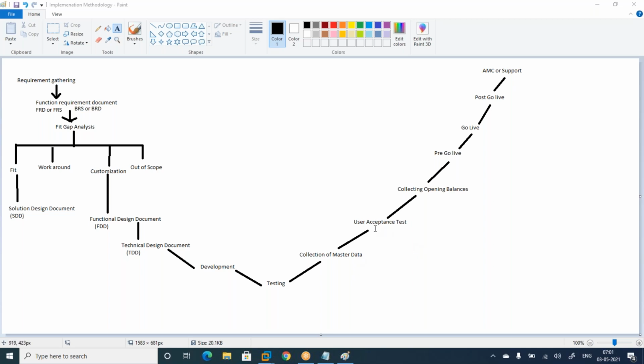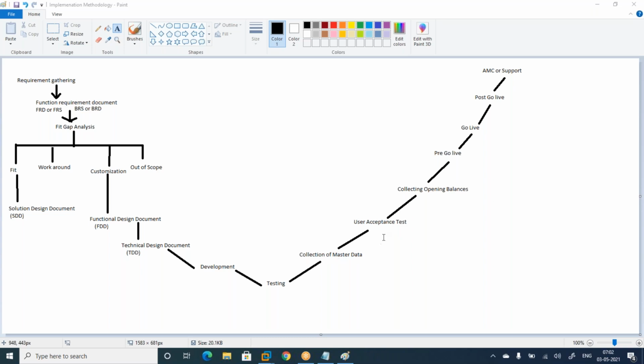Then user acceptance test, UAT, means business people will do testing. Business people means accountants or accounts managers. They need to test with their data.